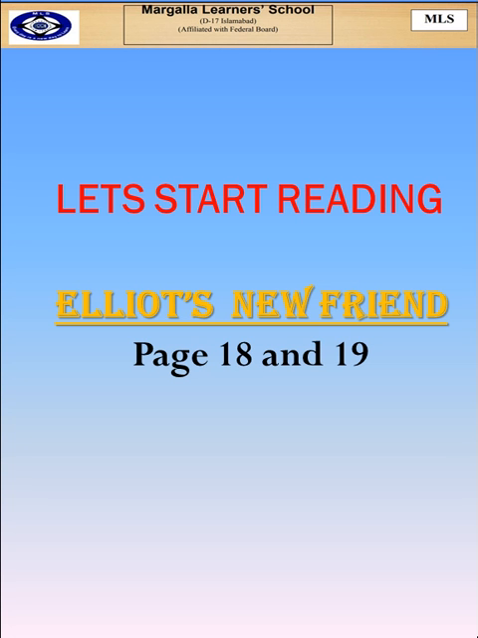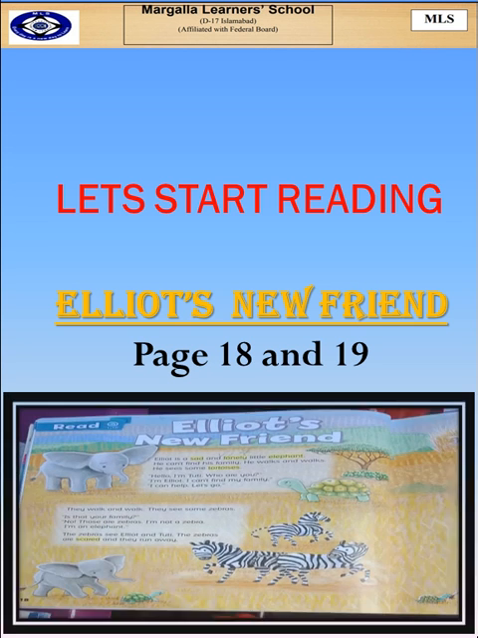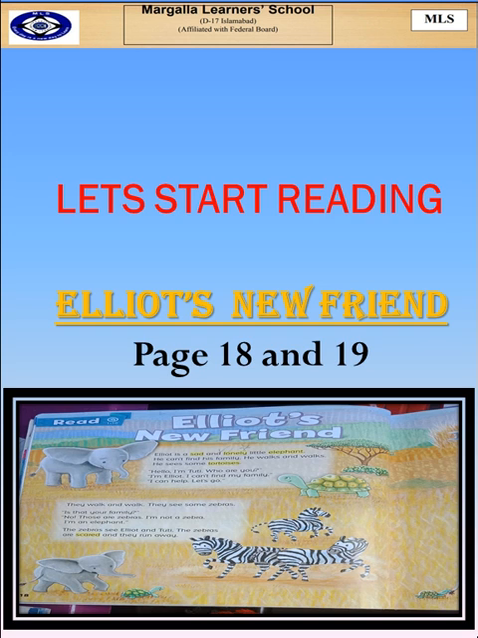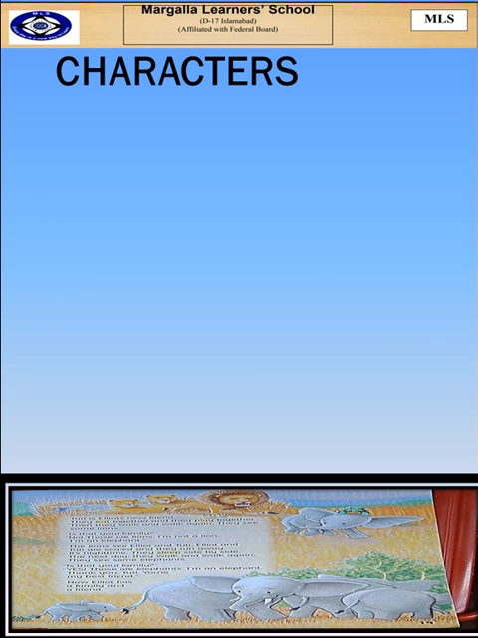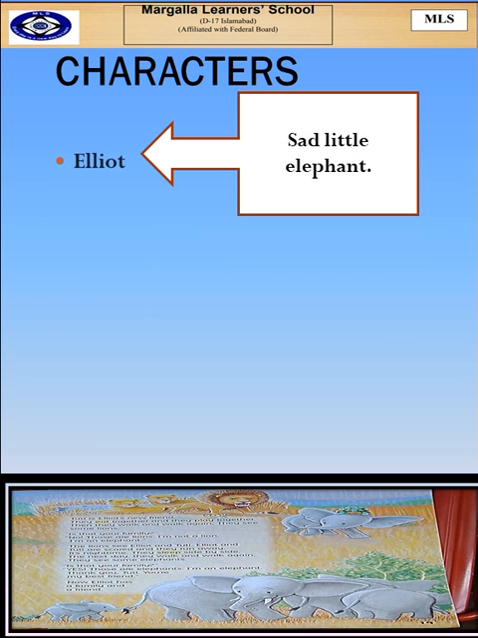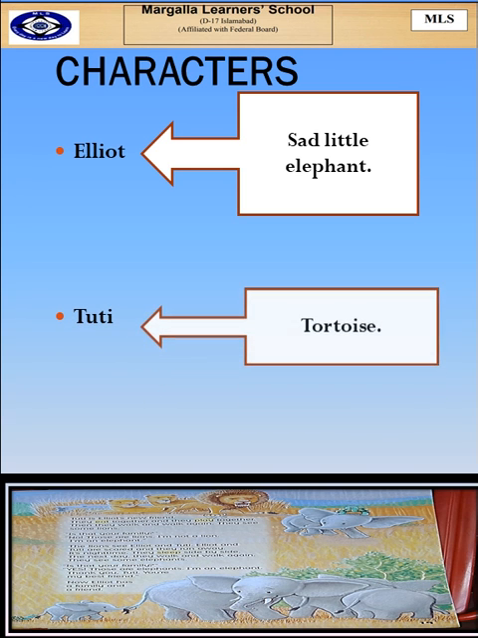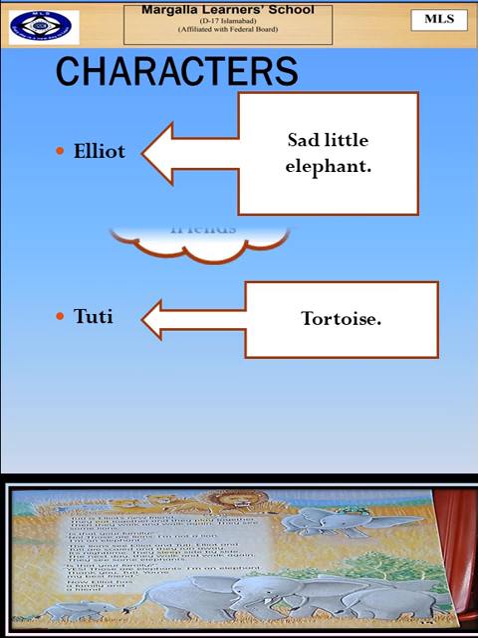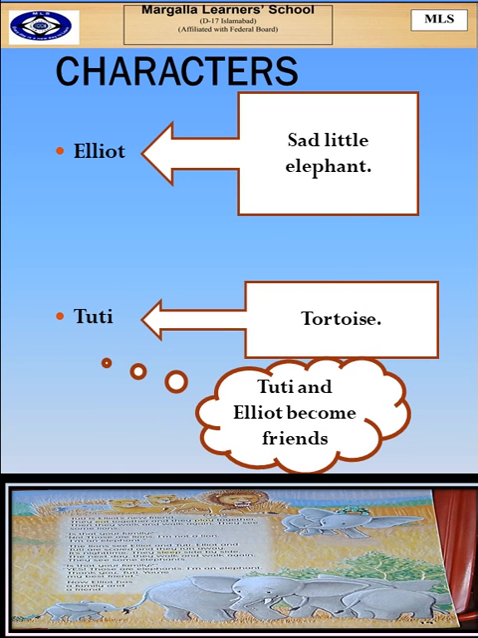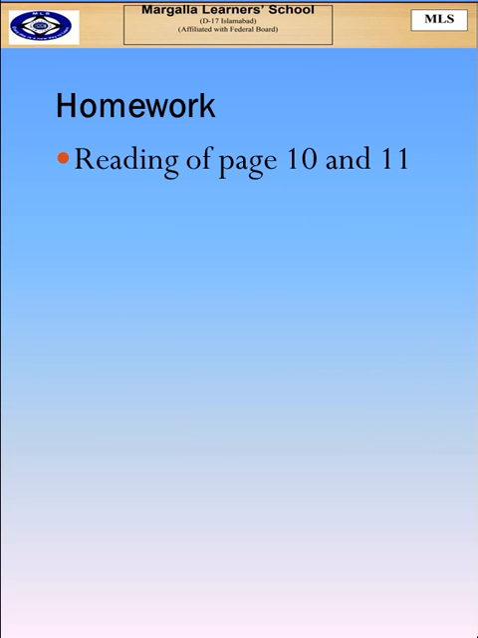Let's start reading. Elliot's New Friend. Open up your books, page 18 and 19. I'm just going to tell you about the main characters of this story. Elliot is a sad little elephant. Tootie is a tortoise. Tootie and Elliot become friends in the end of the story. This is one interesting story.